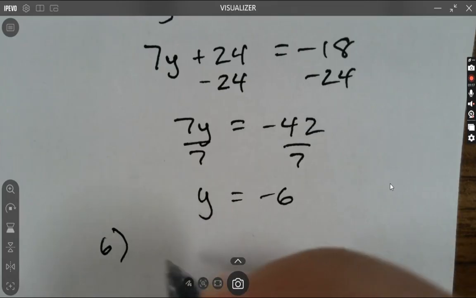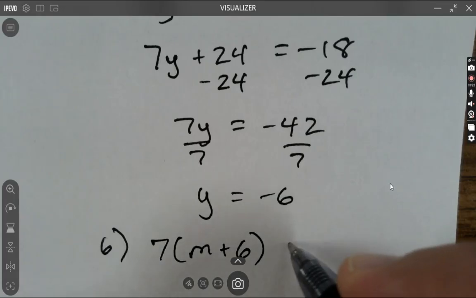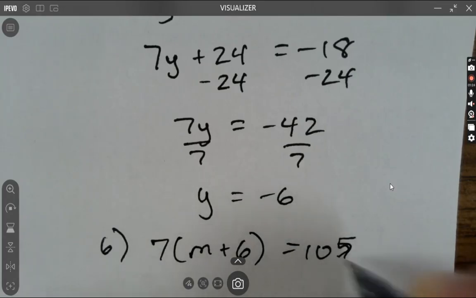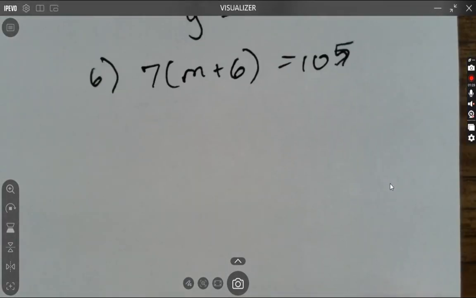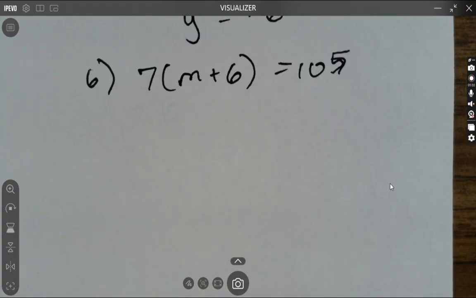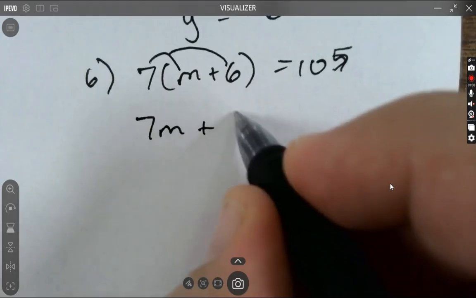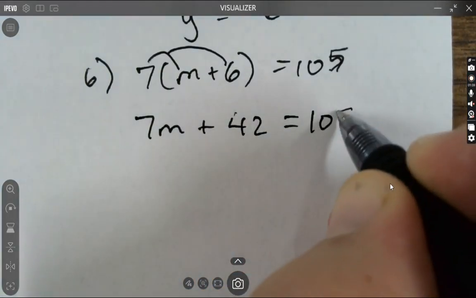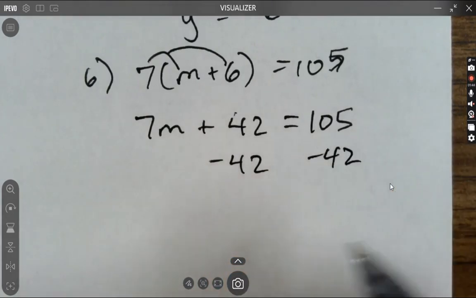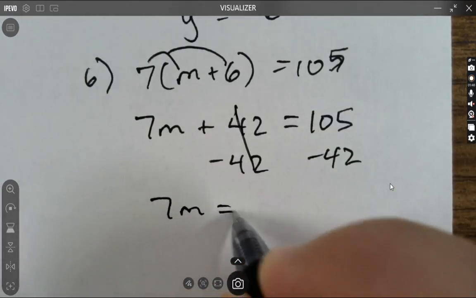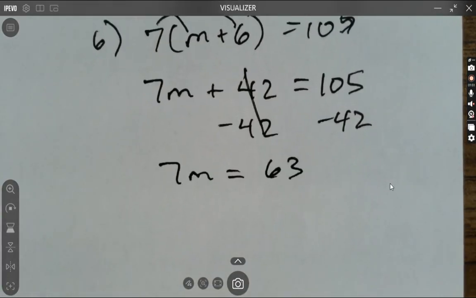Number 6, 7 times m plus 6 is equal to 105. When you see parentheses, that means we need to do the distributive property. We should do it right away. So 7 times m is 7m, 7 times 6 is 42. Then I subtract 42 from both sides. And that will give us 63. We do 105 minus 42.